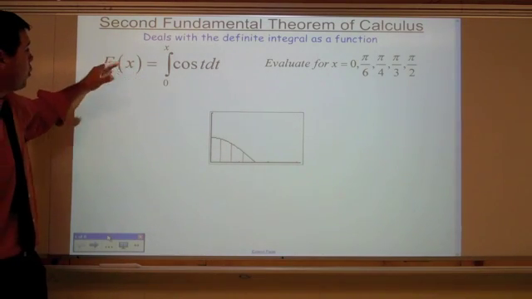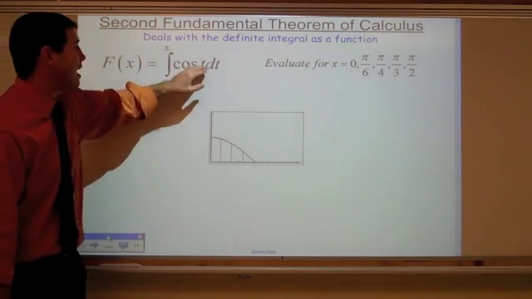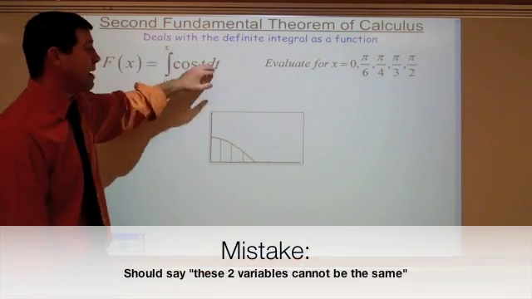So the value of the integral, F of x, is the value of the integral between 0 and some x value of the cosine of t dt. Notice these two numbers can't be the same.